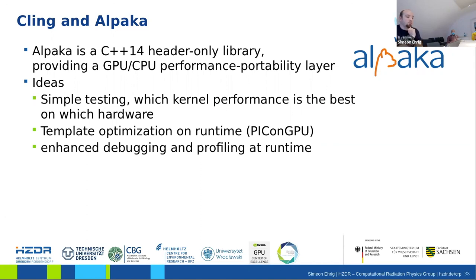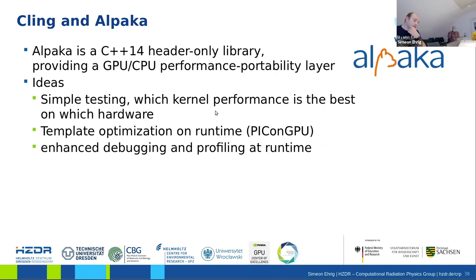And we have some ideas. For example, we already mentioned testing and performance measuring. So you can define your kernel with Alpaka, and then simply by changing the template parameter, you can test if it performs better on a CPU or GPU. And that's faster than compiling the whole kernel each time. You can also decide it for each kernel and the application.